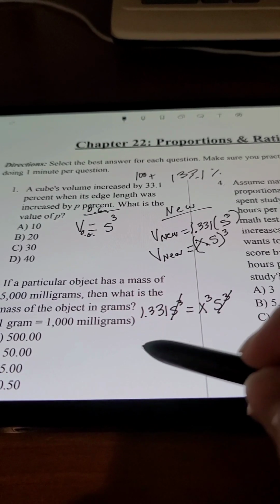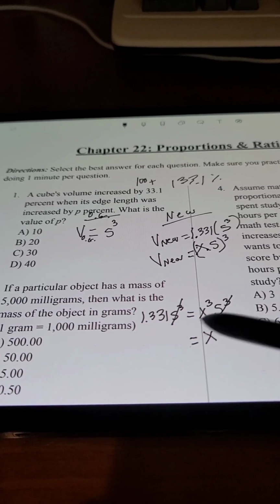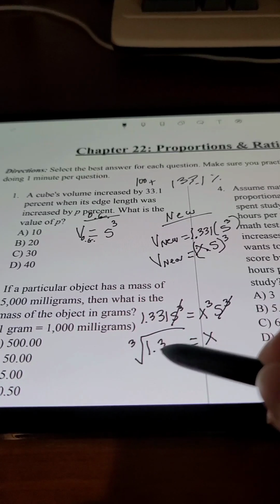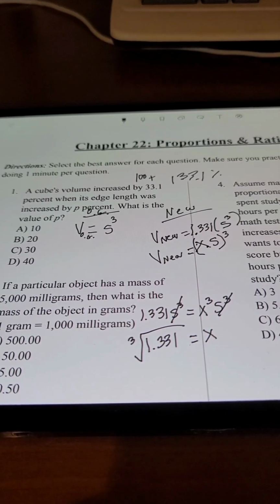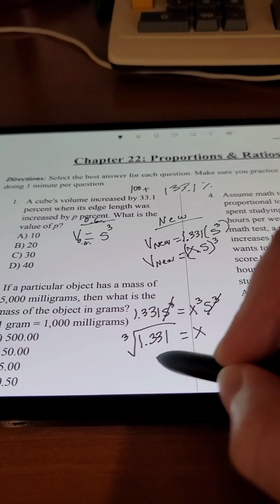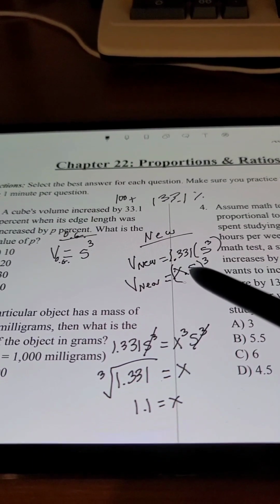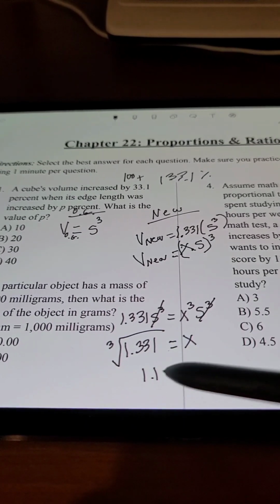So now all I have to do to get x by itself is the opposite of cubing, which is cube rooting. So I just have to cube root 1.331 to find out what x is. And when I do that in my calculator, I'm going to get that x is equal to 1.1. So that means that what we're multiplying the original side length by when it's increasing by the p% is 1.1.